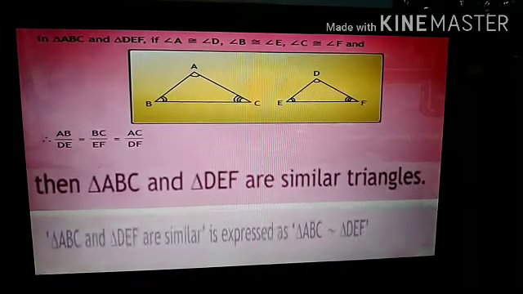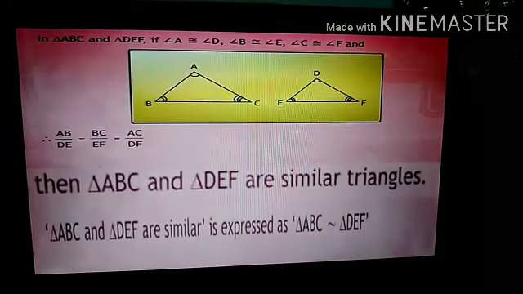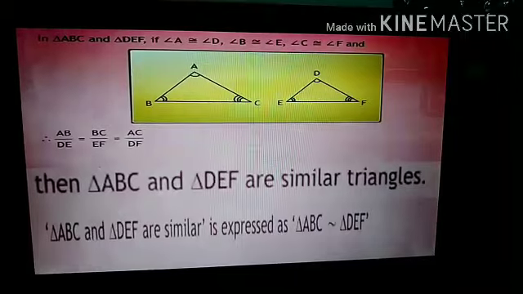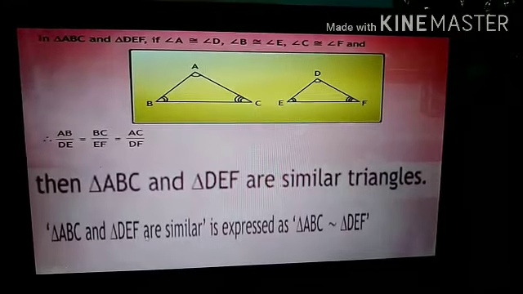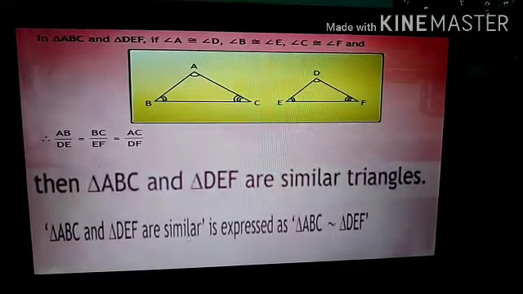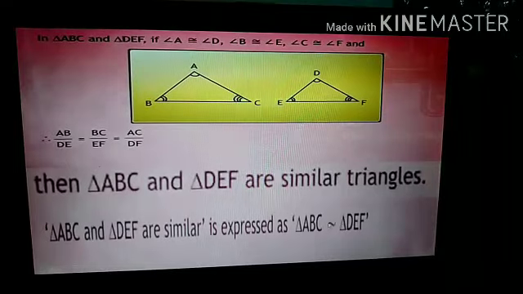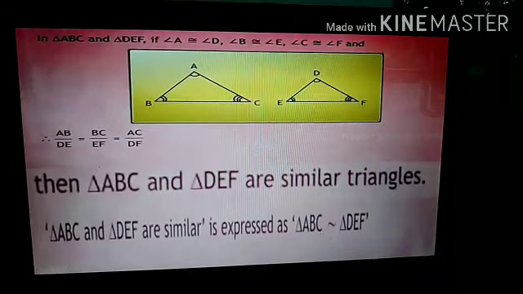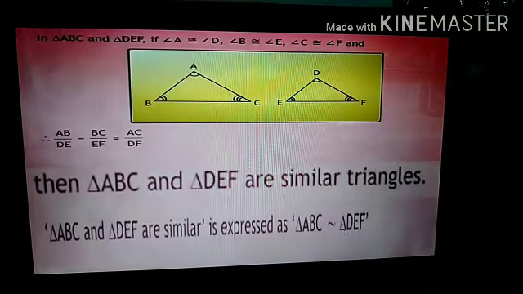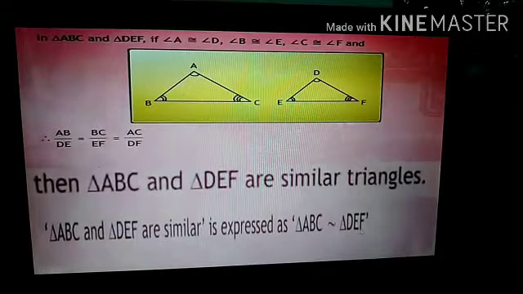These similar triangles can be expressed in word form and symbol form. When we express them in word form, we write: triangle ABC and triangle DEF are similar. And if we want to express it in symbolic form, then we can write triangle ABC, with a similarity sign, is similar to triangle DEF.